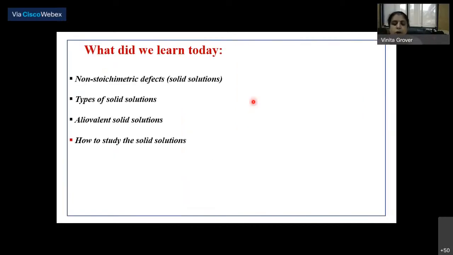So that brings us to the end of the non-stoichiometric defect, which we also call solid solution. We studied the types of solid solutions, which were simple, substitutional, interstitial, and also what happens when we have aliovalent. Reminding you what aliovalent means: when your two mixing ions have different valencies, different oxidation states, different charges. And then we also studied how to study the solid solution once we have formed it. Okay, taking a minute's break here, and then we come to the next topic, which is phase transitions.